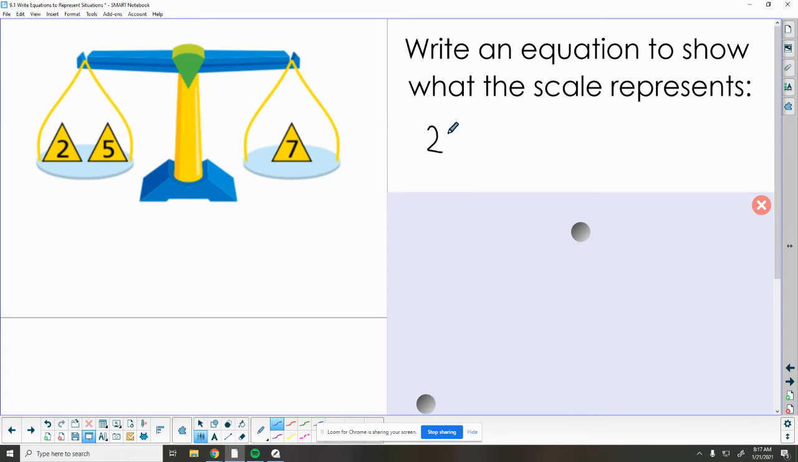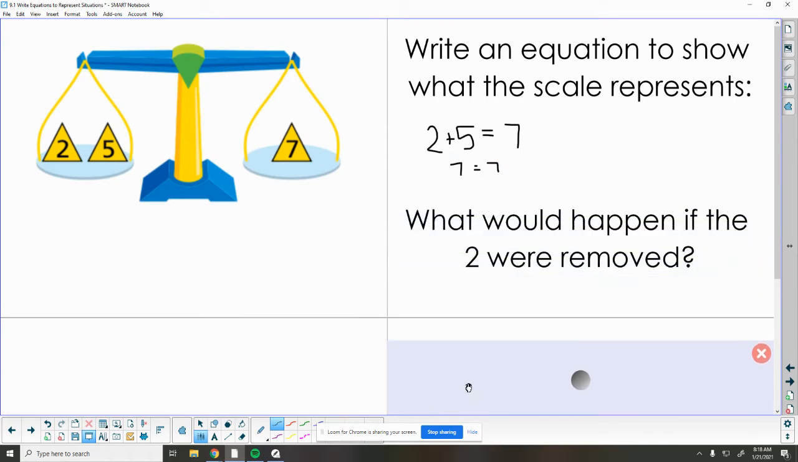So on the left side, we had a unit of 2 and a unit of 5. The terms 2 and 5 added together equal the expression of 7. 2 plus 5, we can combine those like terms. 7 equals 7. They should be the same on both sides. So what do you think would happen if the 2 were taken away?